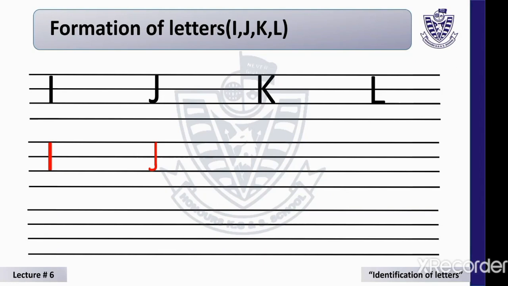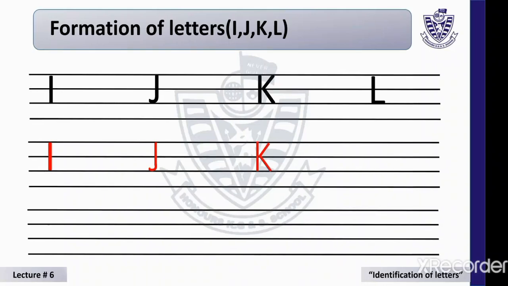Next letter is K. Put your pencil on first line and make a straight line and stop it on third line. Again put your pencil on first line and make a small slanting line in upper two lines. Again put your pencil on second line and make a small slanting line in middle two lines. It will become K.